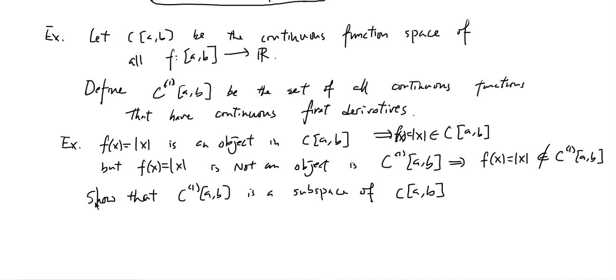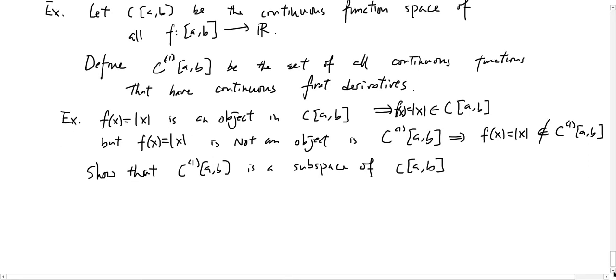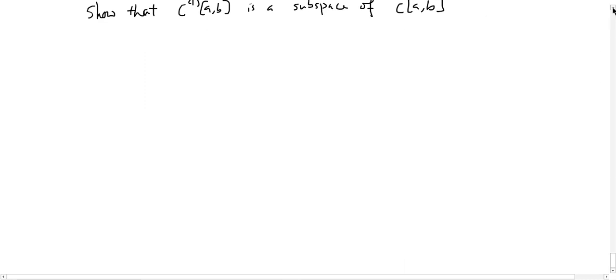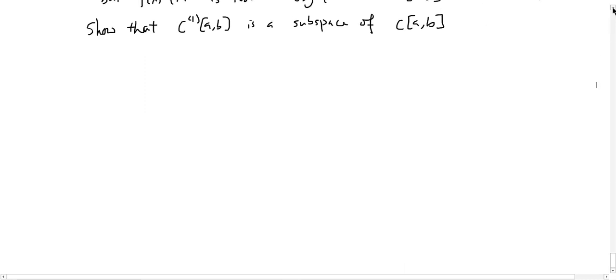So how am I going to do this? Well, I'm going to do it the exact same way as we've done it before. We're going to show three things. First, I have to show that 0 exists in this subspace, and then I also have to show that if I take two elements from the first continuous derivative space, they form another function that is continuous and has a continuous first derivative. So how do we do that? Let's start with the 0 element.